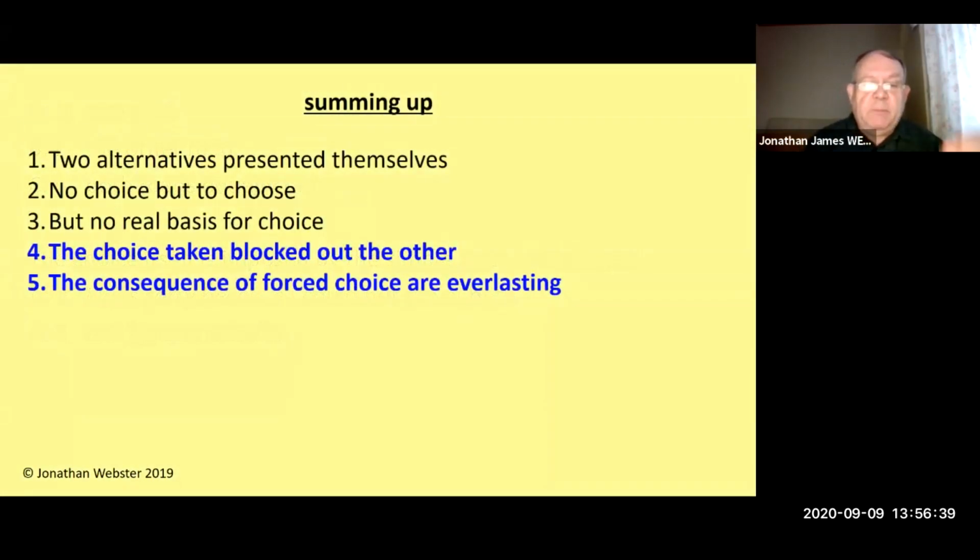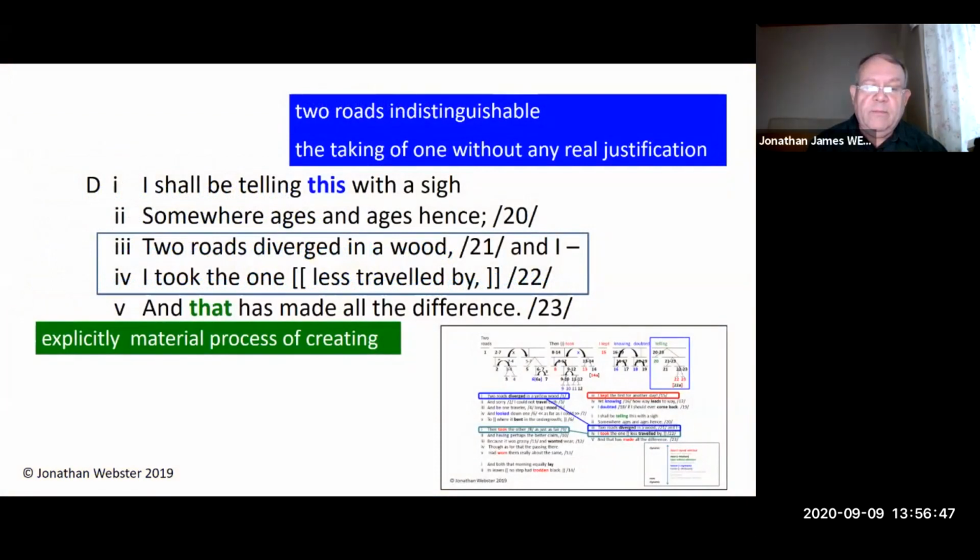The choice taken blocked out the other choice. The consequence, though, of that choice, everlasting. Two roads, indistinguishable. The taking of one without any real justification. That is what I shall be telling this. That is what this poem is about. And that choice, and that has made all the difference.